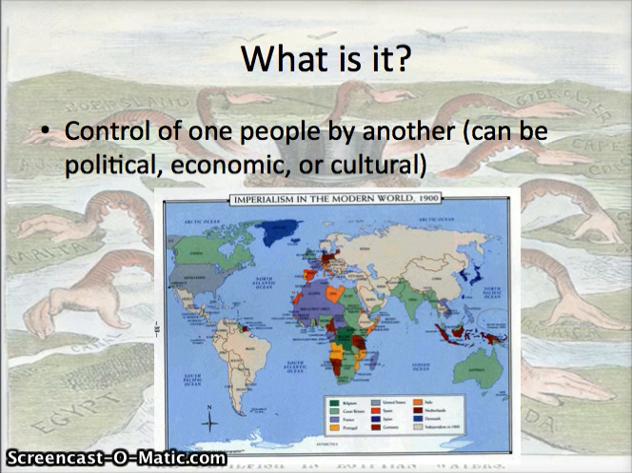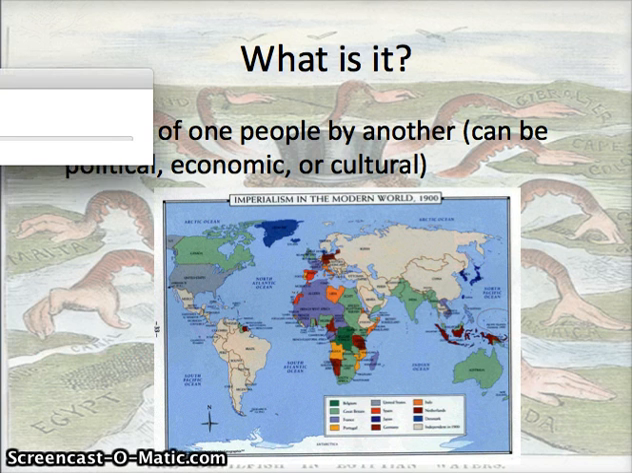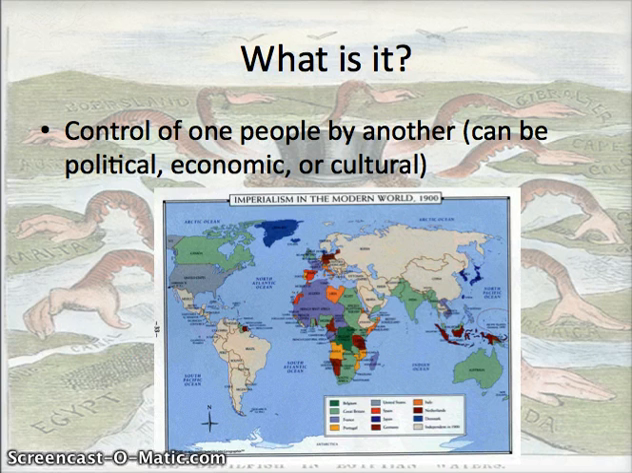It can take different forms. It can be political, economic, or cultural in nature. And we'll see how old forms of imperialism were mainly more economic in nature, but you can certainly see all three of these playing in with the new imperialism.